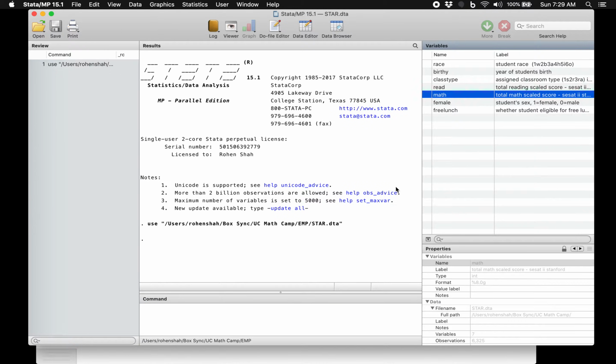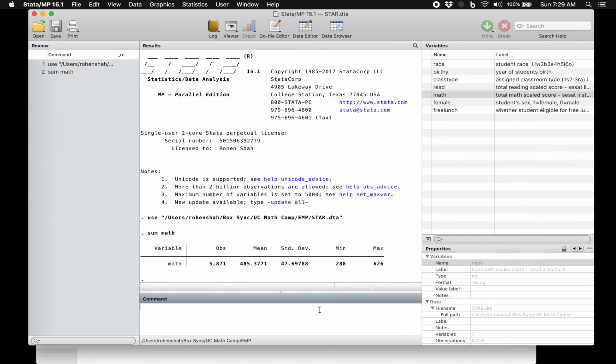One of the main outcome variables here is math. So let's just do a summary of that variable. And what we have here is that the average math score in our sample is 485.